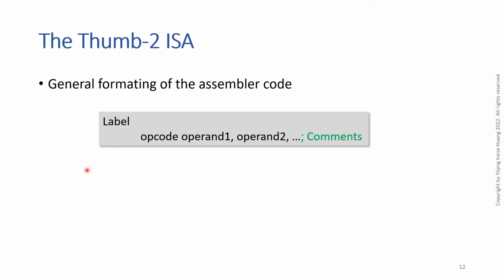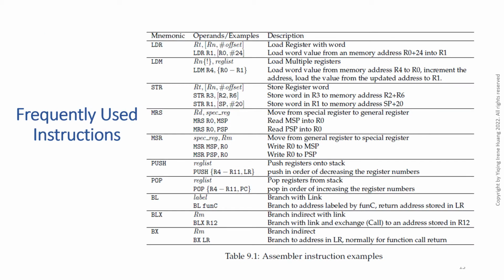There's a small fraction of the code that needs to be written in assembly, and we wrote most of the assembly code in the starter code, but you need to at least know how to read the assembly code of ARM instructions. So here's the general format of assembly code for the ARM Thumb2 ISA. You can have a label, and then the opcode, followed by the operands. A comment starts with a semicolon. You will find frequently used assembly instructions relevant to our lab in the lab manual.